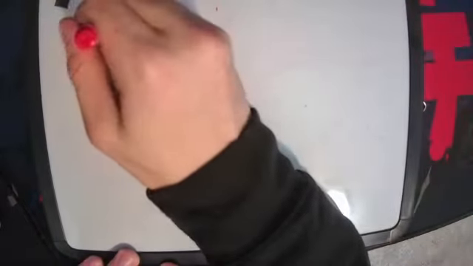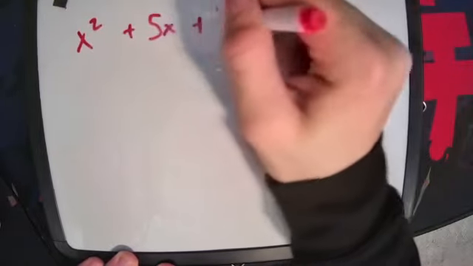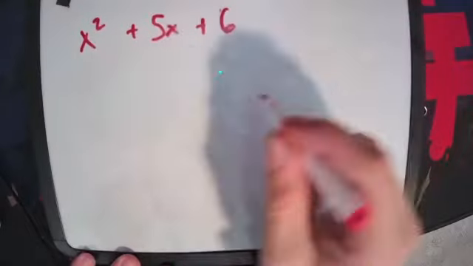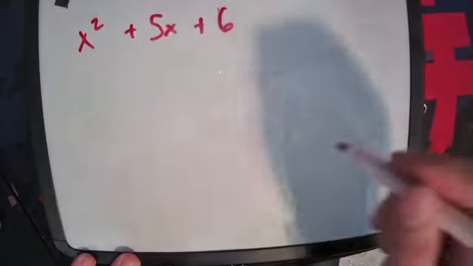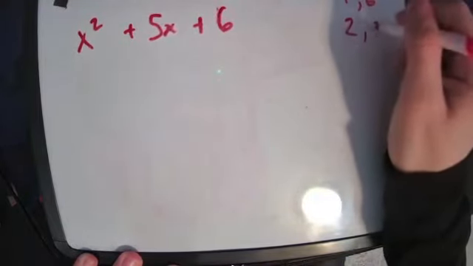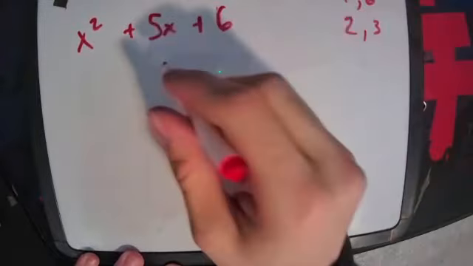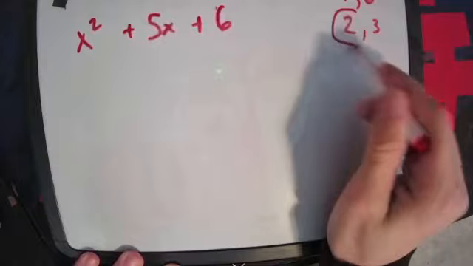That is done. Now I'll move on to a different example, another one that's relatively easy. So now we have x squared plus 5x plus 6. Once again, let's list out the possible factors for 6. So we have 1 and 6, and 2 and 3. 1 plus 6 equals 7, so that can't be it. But 2 plus 3 equals 5, so that could be it.